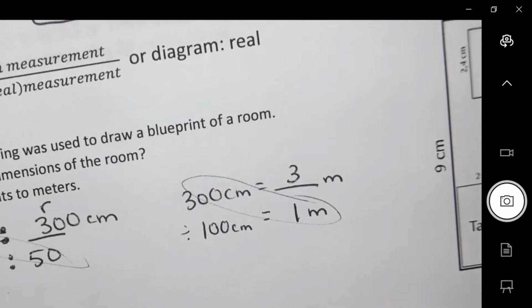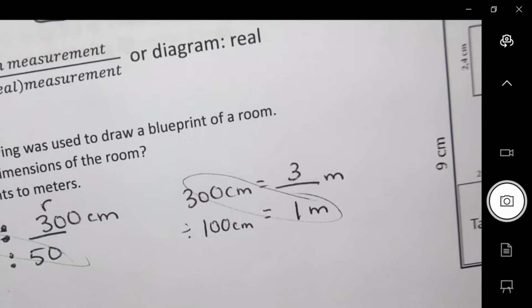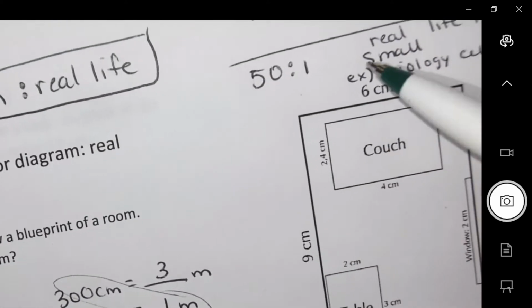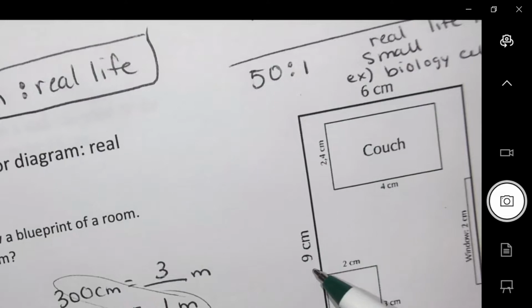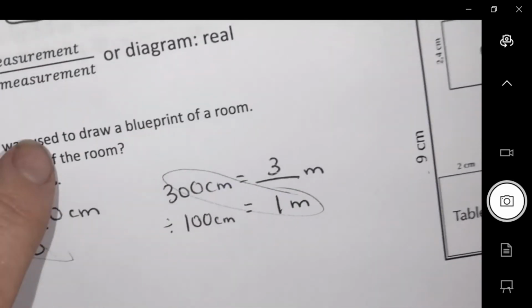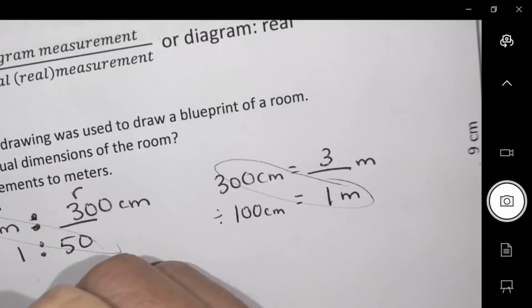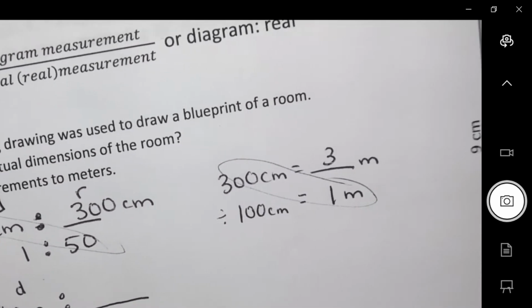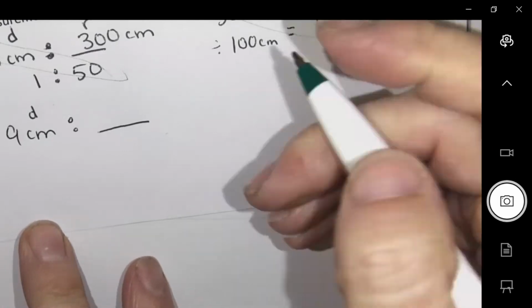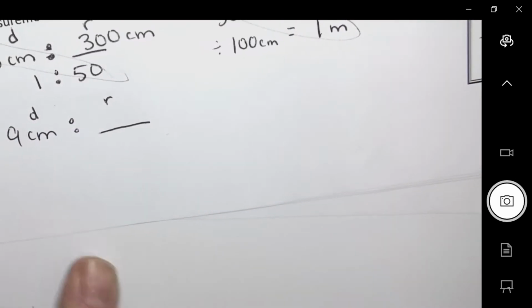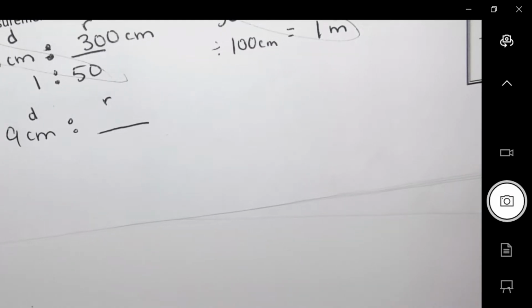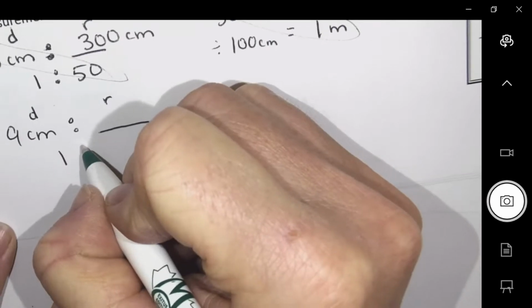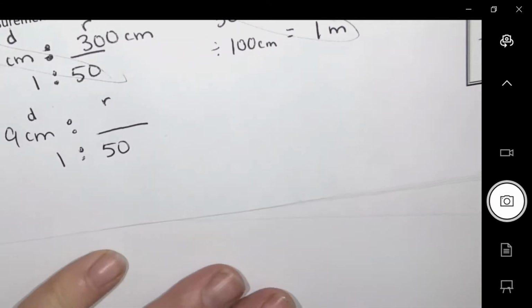Okay, and we're going to do the other side. So this room is 9 centimeters on your paper. So on the diagram, I had 9 centimeters. I'm going to ask how much is that in real life? And then at the bottom, I had a scale. 1 on the diagram is 50 in real life.